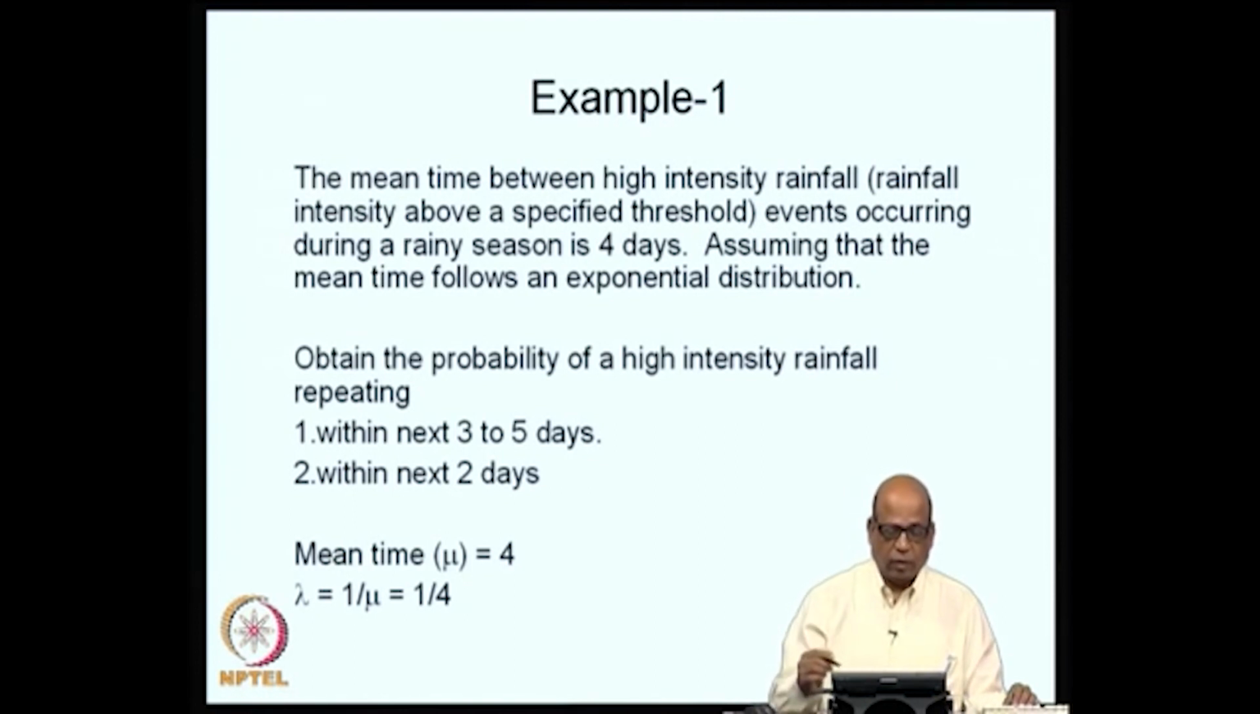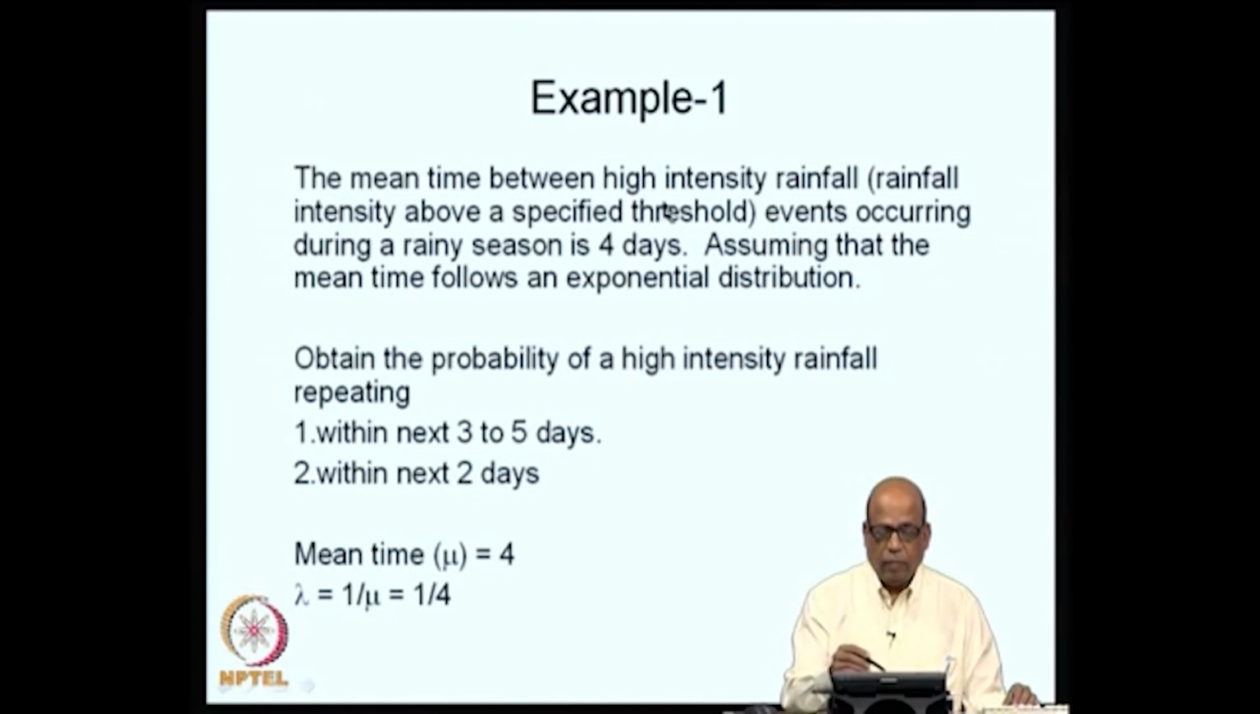So, this is one such example, where the mean time between high intensity rainfall events, defined as rainfall intensity above a specified threshold, occurring during a rainy season is 4 days, which means on average this kind of intensity occurs once in about 4 days. Assuming that the time between events follows an exponential distribution, we will now obtain the probability of the high intensity rainfall occurring within the next 3 to 5 days.